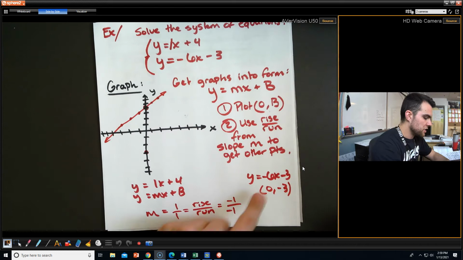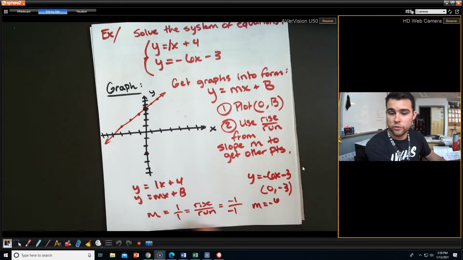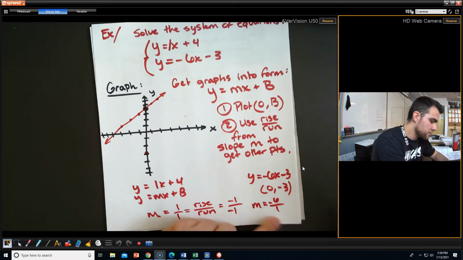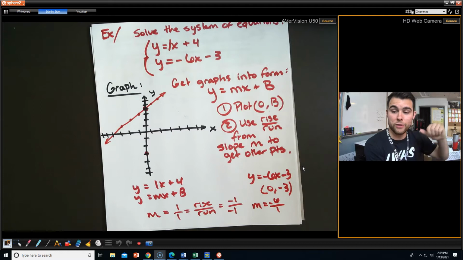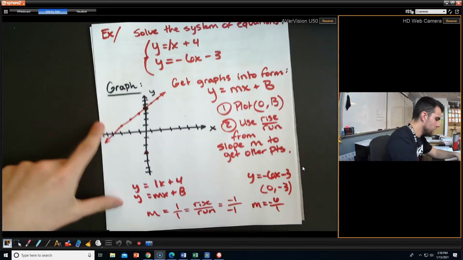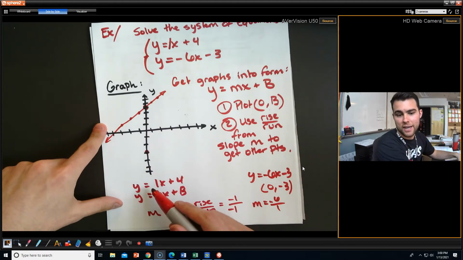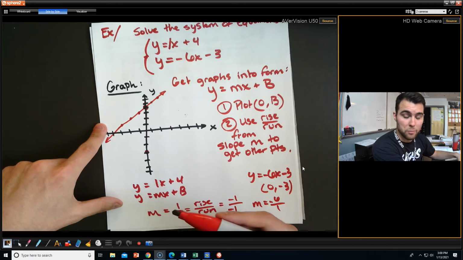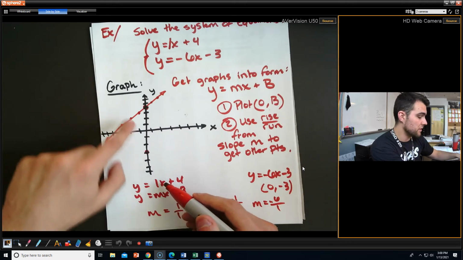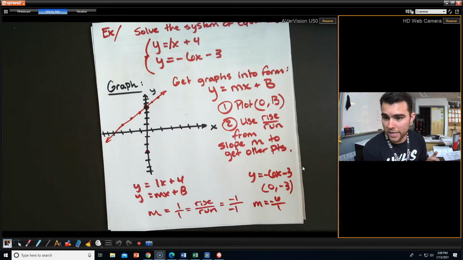My slope is just negative 6, and very similar to the 1, I want it as a rise over run, so I'm going to put it over 1, just like that. That tells me I'm going to go down 6 and to the right 1 from that point. So I'm going to go down 6, 1, 2, 3, 4, 5, 6, and I would go to the right 1. The problem with doing that is this line is over here. I want to go that way, so I need to manipulate my signs a little bit.